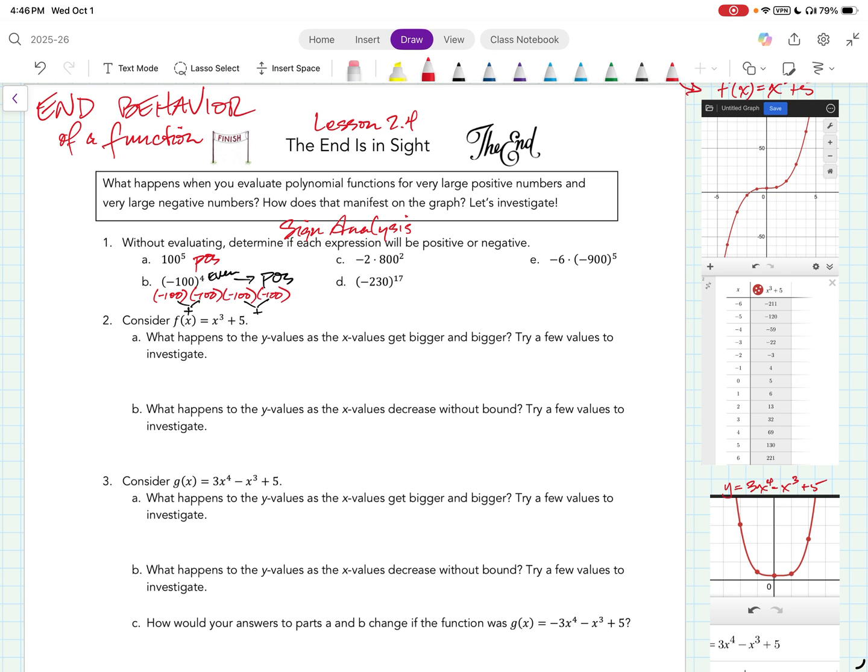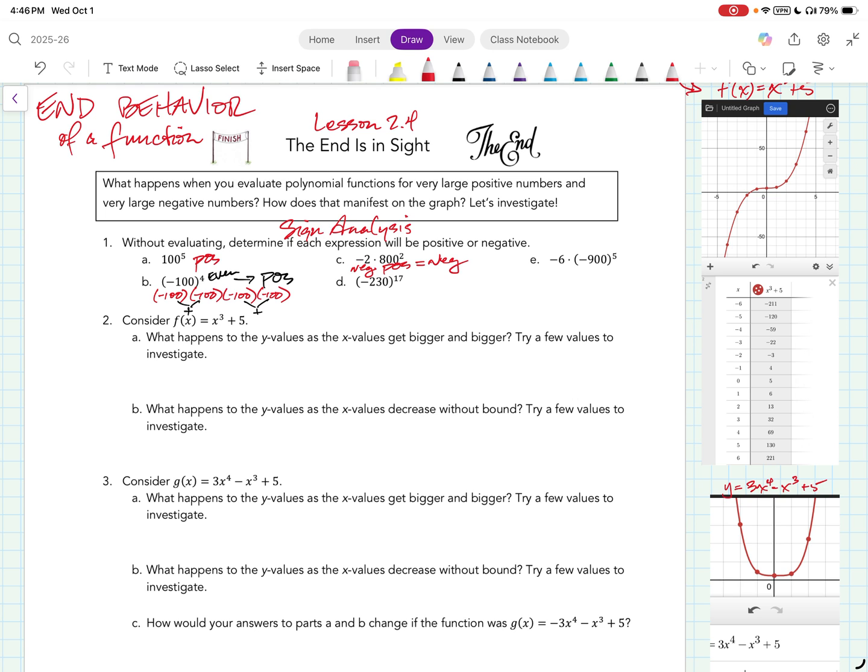All right. How about the C here? Negative 2 times 800 squared. Well, 800 times 800 is a positive number, but a positive times a negative, well, guess what? That is equal to a negative. All we're doing right now is a little sign analysis.